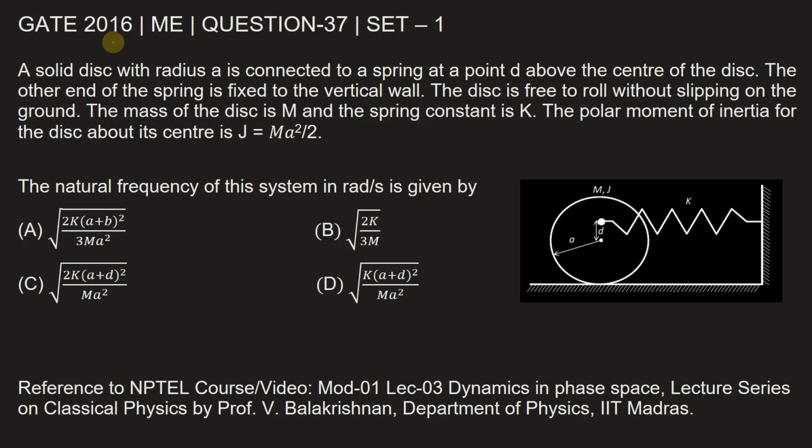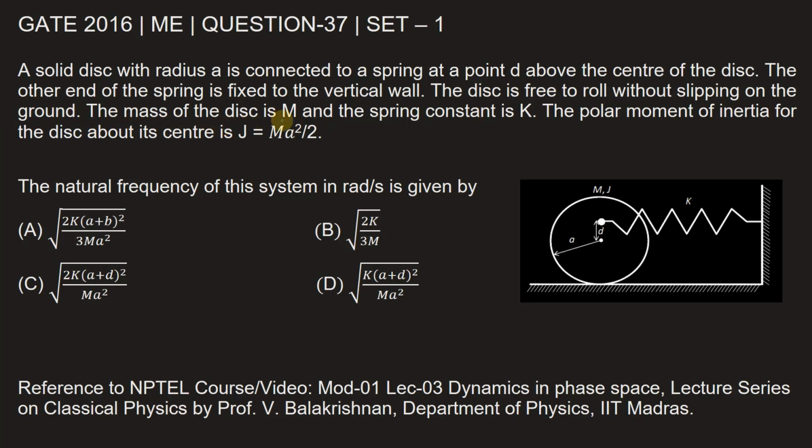This question is from GATE 2016, Mechanical Engineering paper, Set 1, question number 37. A solid disc with radius A is connected to a spring at a point D above the center of the disc as shown in this figure. The other end of the spring is fixed to the vertical wall. Disc is free to roll without slipping on the ground.